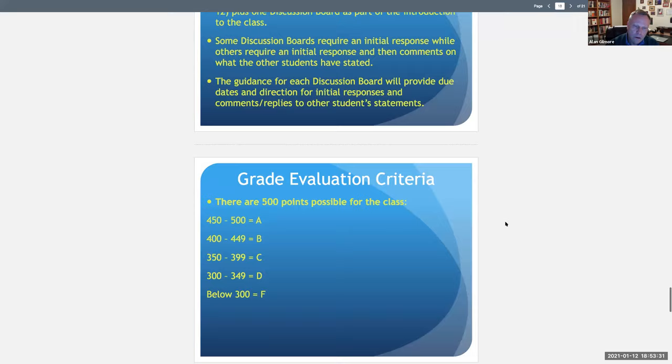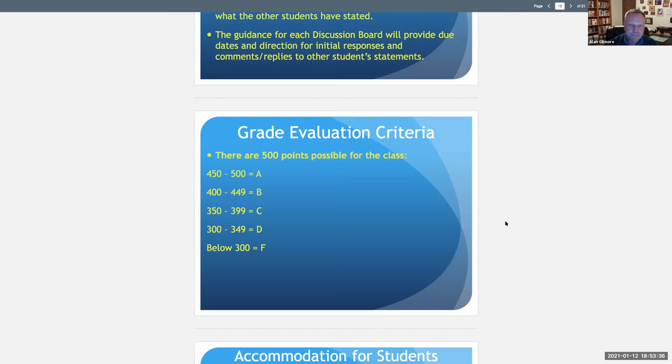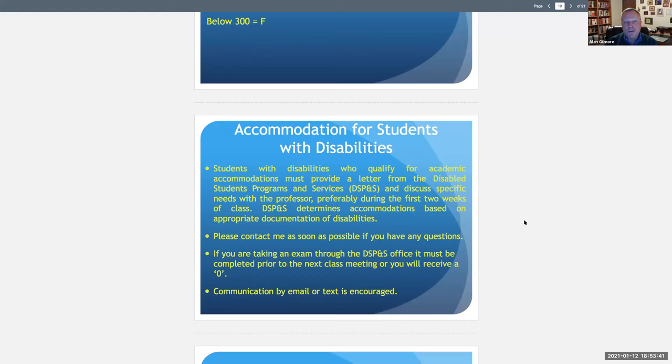So there are 500 points possible for the class, and here's the breakdown. And for any students that need accommodation, we'll be following up with those students just to make sure that all of the content here provides them with everything they need for reasonable accommodation.